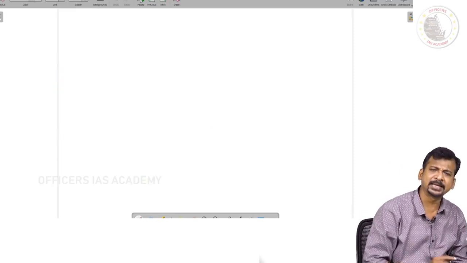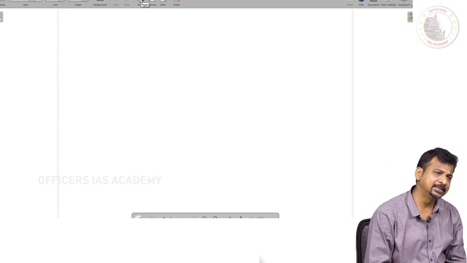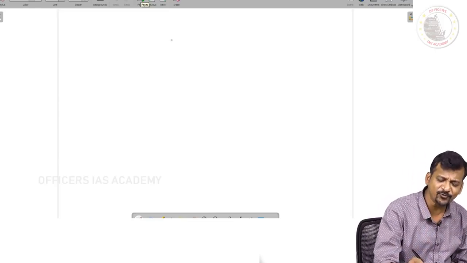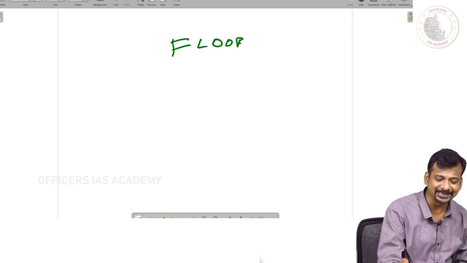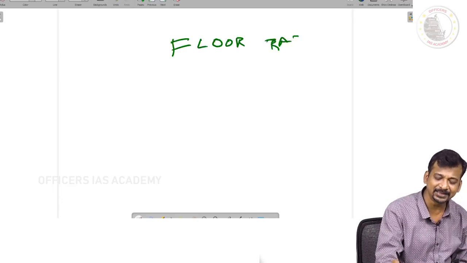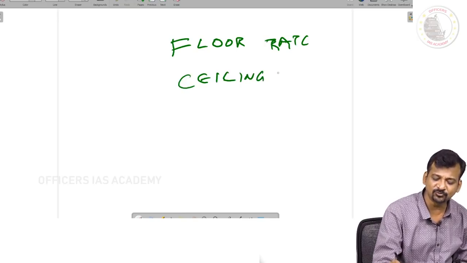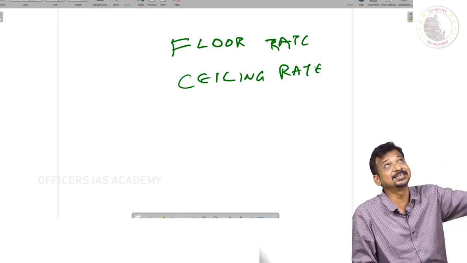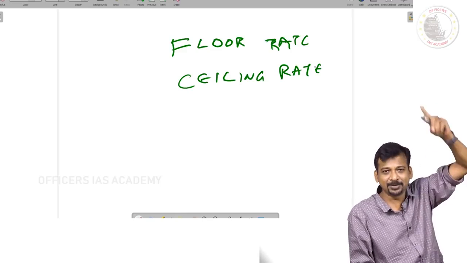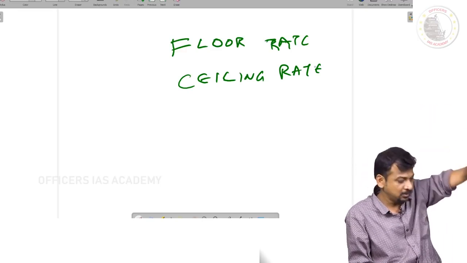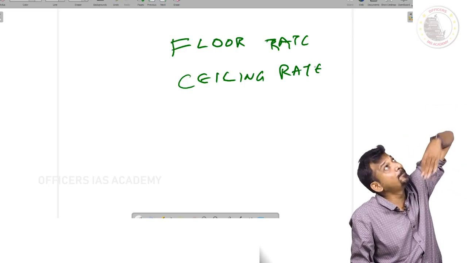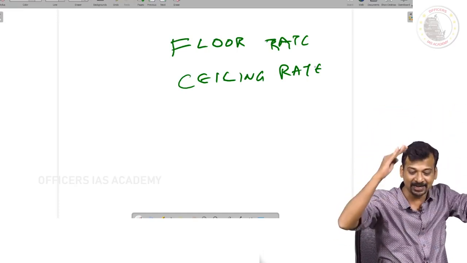Now, once upon a time, maybe till somewhere in 2007, there used to be a floor rate and ceiling rate. Okay, floor rate and ceiling rate. Now, what is this floor rate and ceiling rate? This is the floor, this is the ceiling. If we want to jump, we can only jump up to the ceiling or down to the floor. We cannot go below the floor or beyond the ceiling. This is the operating area.